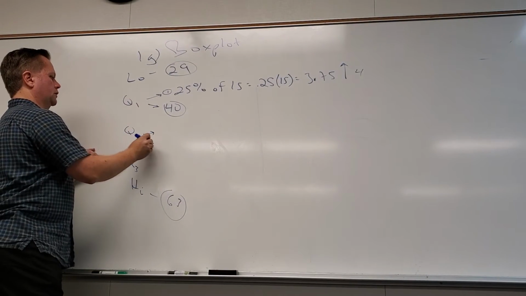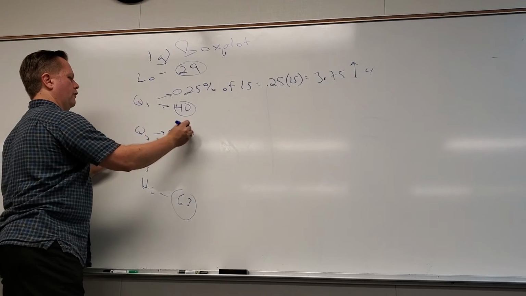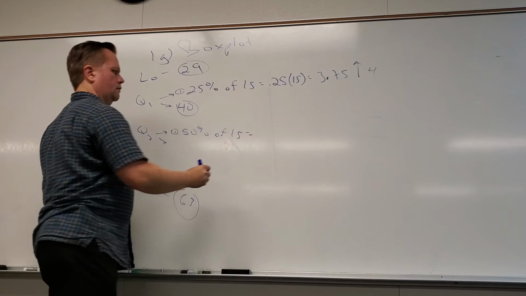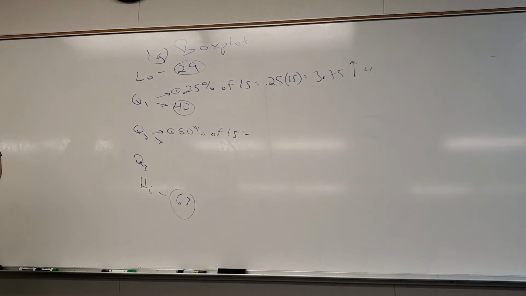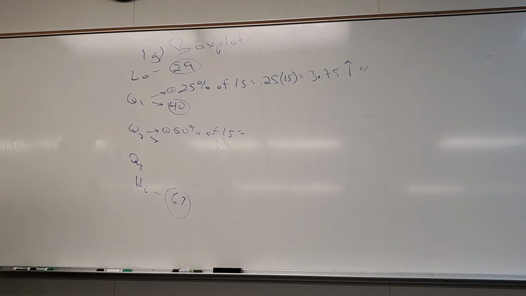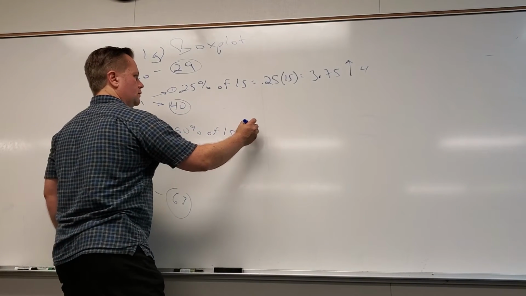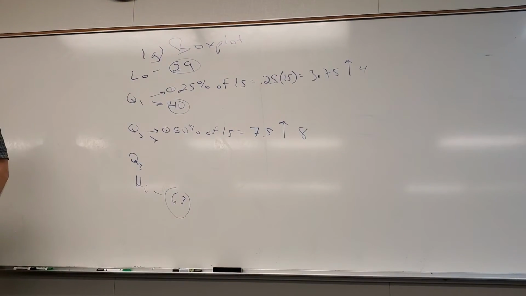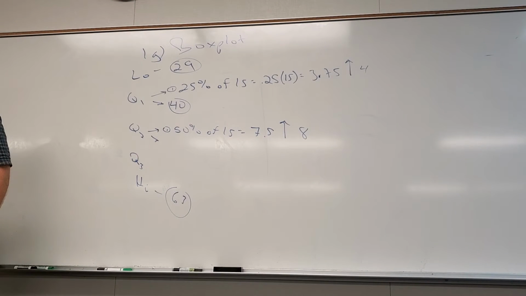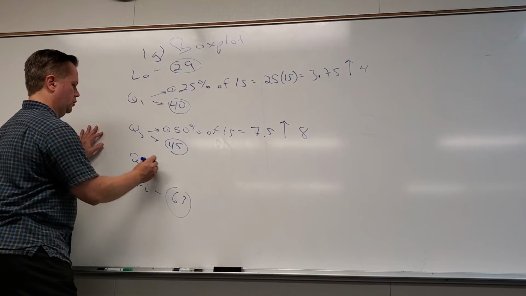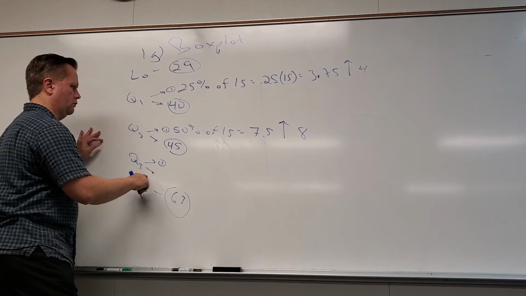And then Q2 is the same idea, except I'm going to take half of 15. Why am I doing 15? Because of how many numbers there are. Beautiful, thank you. Some of you guys are like, why do you ask that dumb question? Some of you guys are like, oh, that's why he's got 15. So half of 15 is 7.5. What's the eighth number? 45.